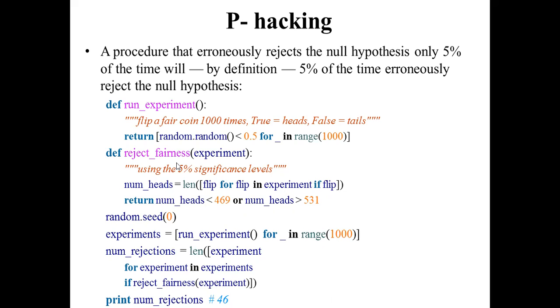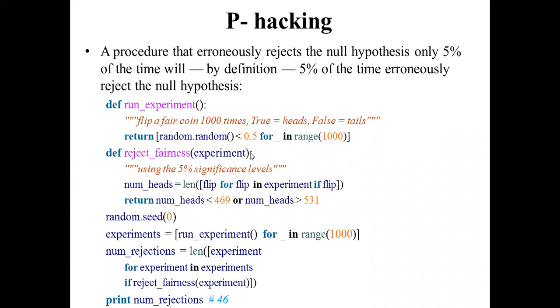Then next, reject fairness. Within that, by using the 5% significance level, we wanted to reject the hypothesis. So here, num heads, I wanted to check. So length equal to flip for flip in the experiment if flip. So flip, we are saying it is true. That is, heads is there, and false, tails is there.